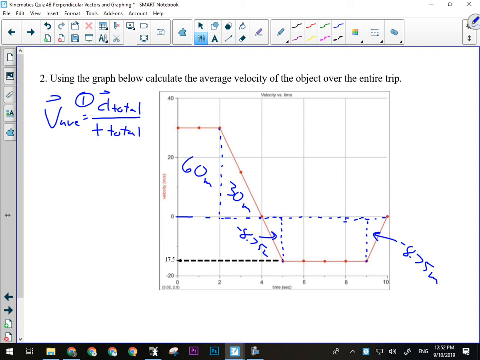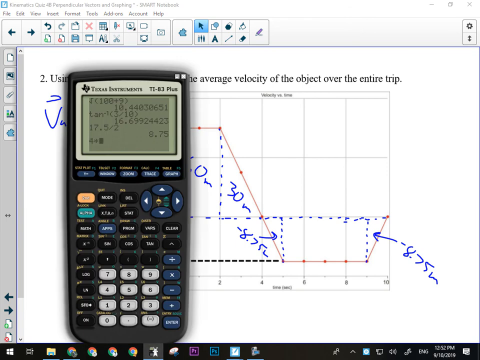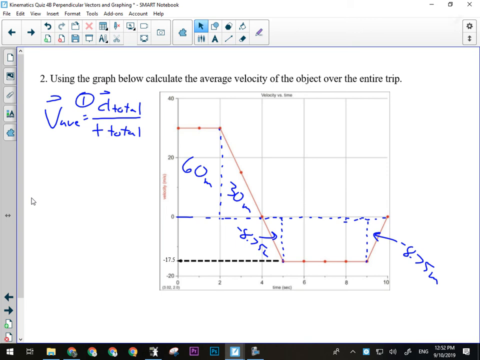Okay, and then I've got this rectangle here that is 1, 2, 3, 4 seconds wide and 17 and a half tall. Okay, so it's negative 70 meters. All right, so 1 mark each for all of those numbers, for calculating those displacements for each section.